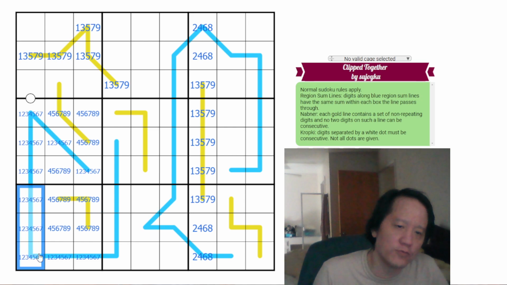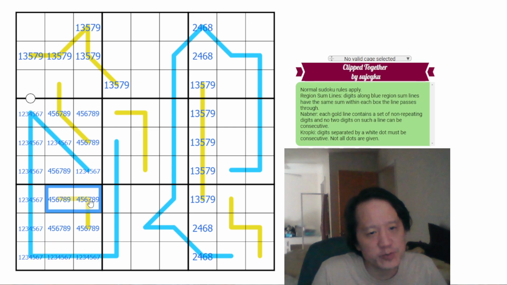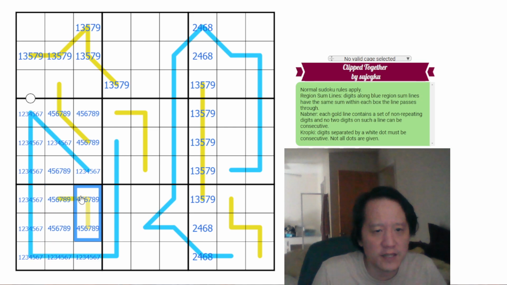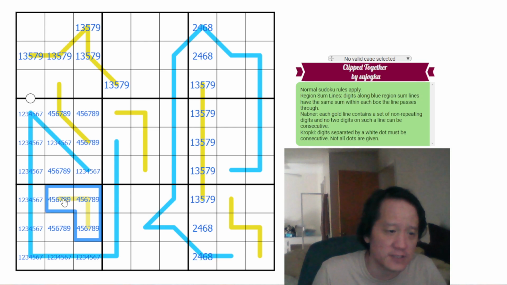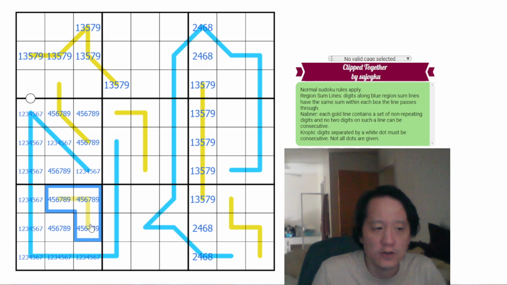This cannot be 1, 2, 3, 4, 7 though. Okay, so it has to be greater than 15. If it's 1, 2, 3, 4, 5, this becomes 6, 7, 8, 9. And then 6 and 7, you can only have 1 of 6 or 7 on the Nabner line and 1 of 8 or 9 on the Nabner line, but there's no other possibility then. So you need to have 1 of 4 or 5 here, which means one of these has to be 4 or 5.